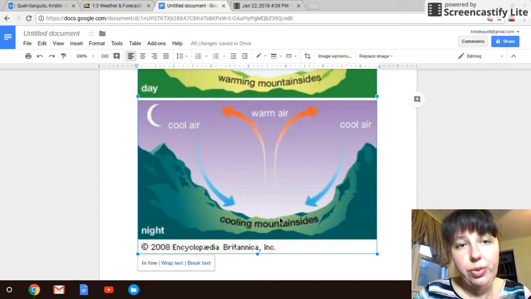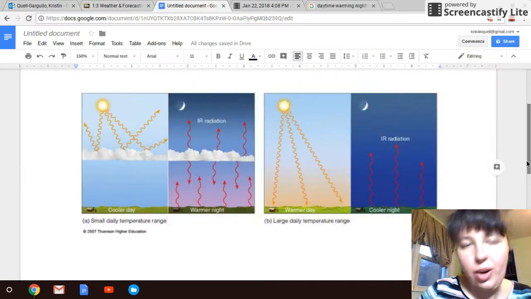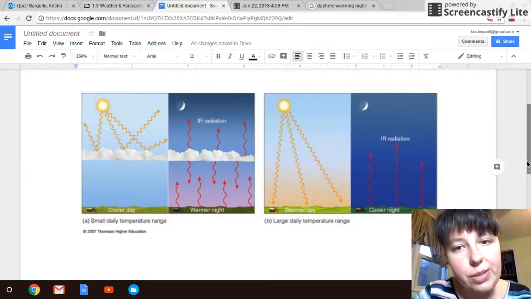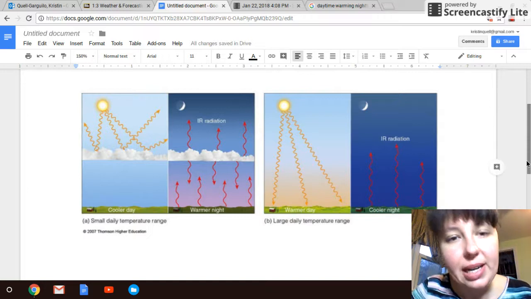I'm going to flick over yet once again to your major PowerPoint, and then I'm going to actually flick to another set of images because once again, it's just easier to explain these with images. All right, the next small microclimate is what's known as daytime warming and nighttime cooling.